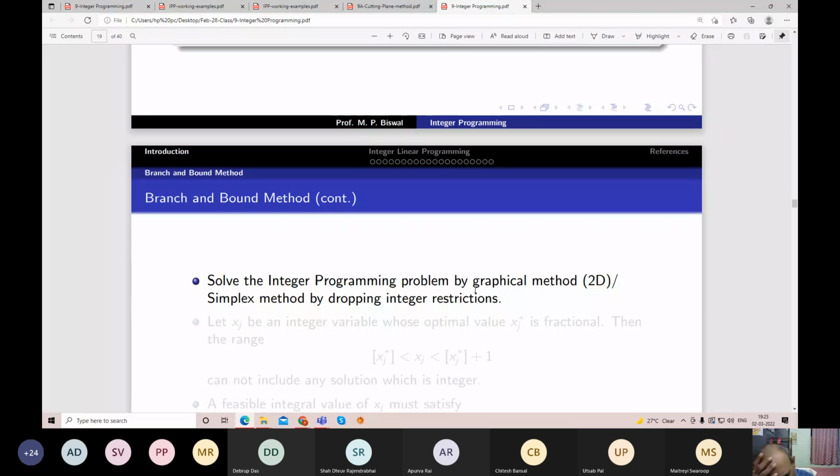How do you include them? Whenever there is an equality type constraint, you can change it into two different inequalities. One is less than or equal type, another is greater than or equal type. For example, x1 plus x2 equal to 2: x1 plus x2 less than or equal to 2, and x1 plus x2 greater than or equal to 2, their intersection. So these two are included.